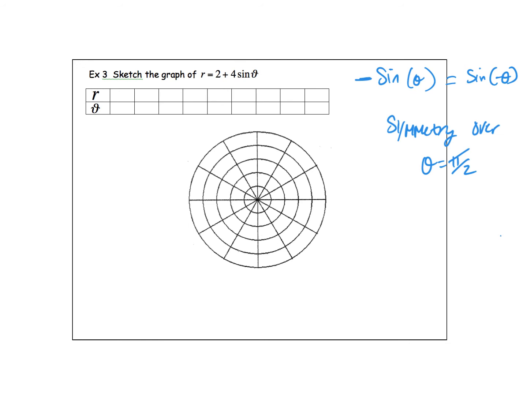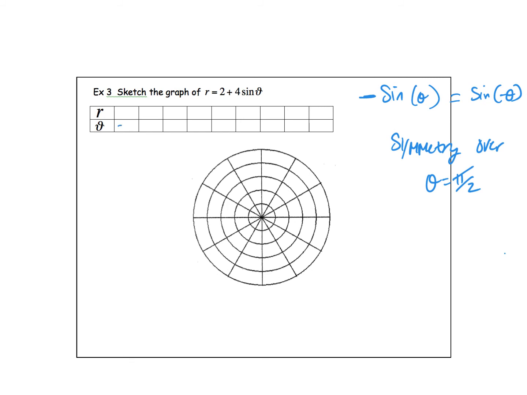So if I were to start with negative pi over 2, that's what I'm going to suggest. And then I'm going to go to negative pi over 3, and then negative pi over 6, and a 0, and a pi over 6, and a pi over 3, and a pi over 2. Okay, that's what I'm going to suggest, and let's see where this takes us.